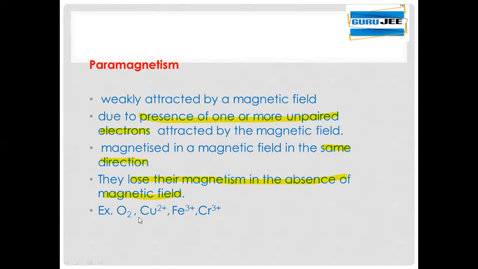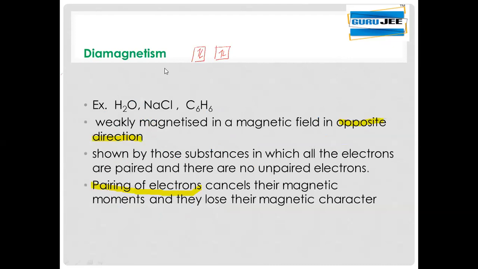The examples are the oxygen molecule, copper ion, iron, and chromium: Fe3+, iron 3 plus, and chromium 3 plus. These are the examples for paramagnetism. Second is diamagnetism. Here, opposite to paramagnetism, there will be no unpaired electrons. All electrons are paired. So they are arranged in the opposite direction of the magnetic field, and they also lose their magnetic property when we remove the magnetic field. Due to the pairing of electrons, their magnetic moments get easily cancelled. The examples are the water molecule, sodium chloride, and benzene.